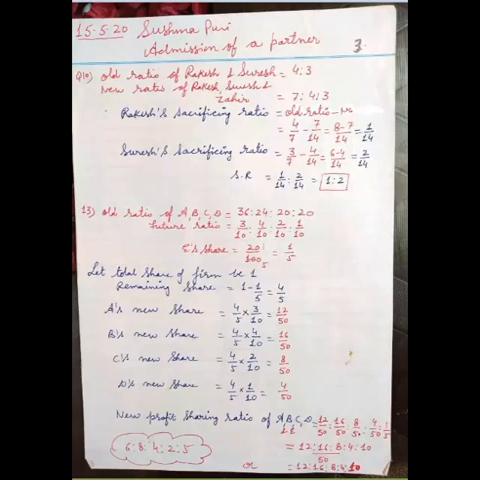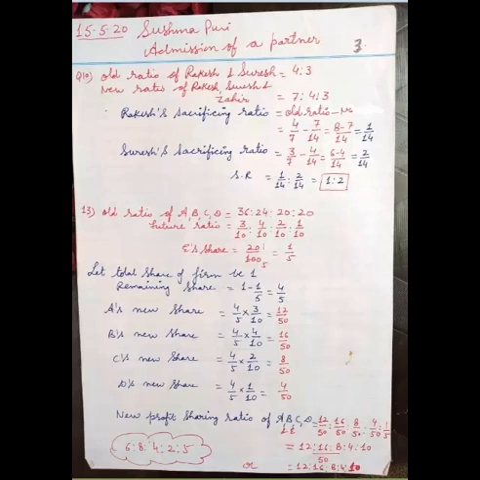So the new profit sharing ratio of A, B, C, D is equal to 12/50, 16/50, 8/50, 4/50, and 1/5. If you take LCM, that is 50. If you solve it, you will get 12:16:8:4:10. If you reduce it, you will get 6:8:4:2:5.